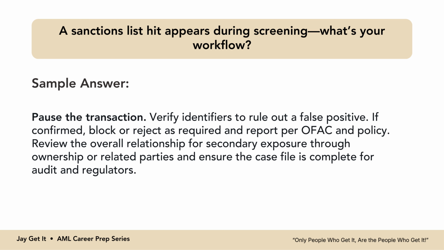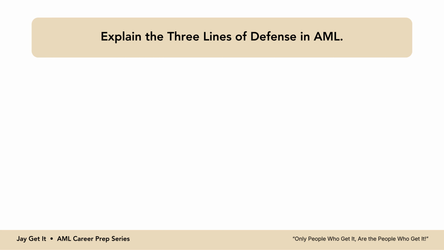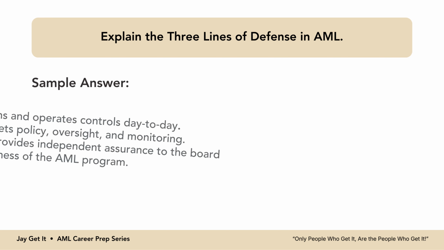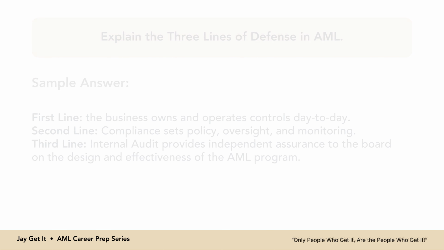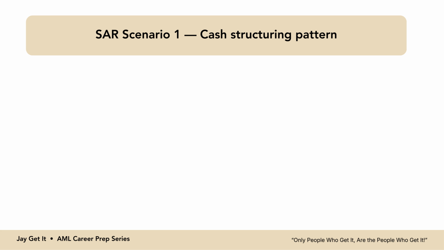Question number 20. Explain the 3 lines of defense in AML. Sample answer. First line is the business, which owns and operates controls day-to-day. Second line is compliance, which sets policy, oversight, and monitoring. Third line is internal audit, which provides independent assurance to the board on the design and effectiveness of the AML program.